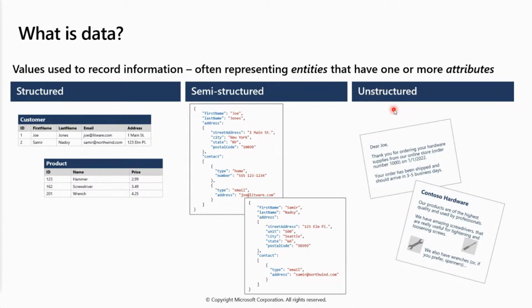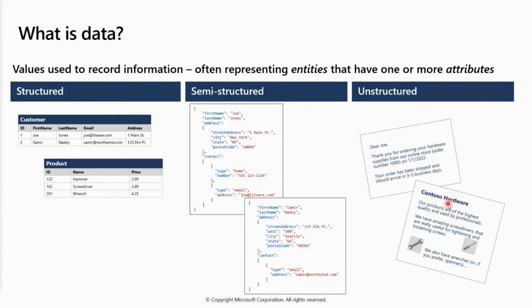Next, coming to the third type, that is unstructured. What does unstructured mean? Simply data will be present, and by collecting that data, you should extract the meaningful information from it. If you observe this one: Dear Joe, thank you for ordering your hardware supplies from our online store. Order number is 100,000 and on 1/1/2022 your order has been shipped and should arrive in 3 to 5 business days. This is unstructured data. If you want to extract the data, Joe is the name, he has ordered something with this order number, the date he ordered it is 1/1/2022, and shipping will take 3 to 5 business days.